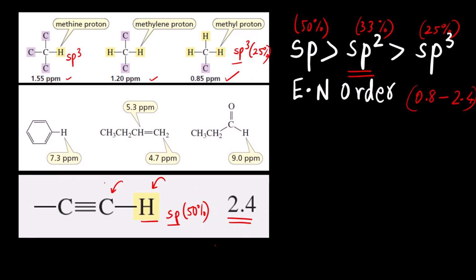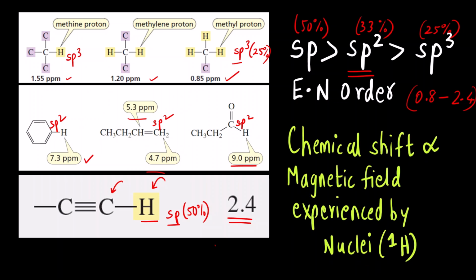But if you see the actual chemical shift values, they are much higher: 7, 5.3, 4.7, then 9. This is an sp2 hybridized carbon, here also an alkene, this is sp2, and this is also sp2. So the question is why these chemical shift values are higher. The answer is diamagnetic anisotropy.